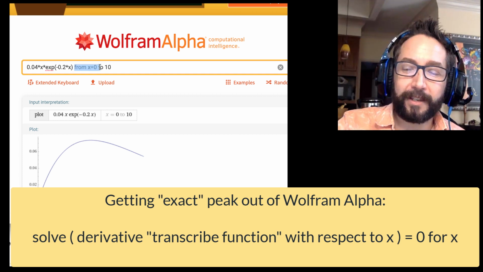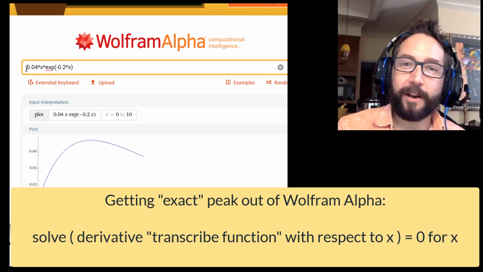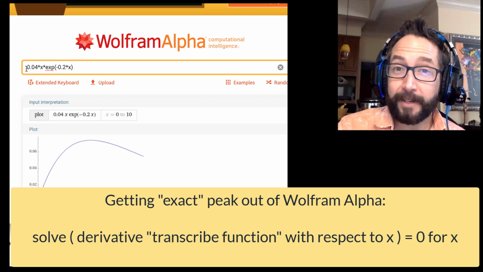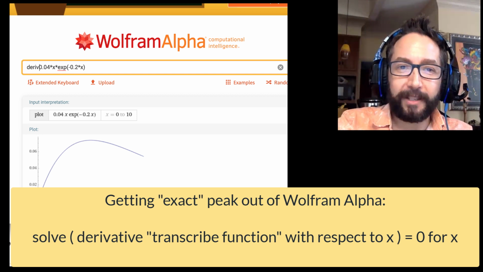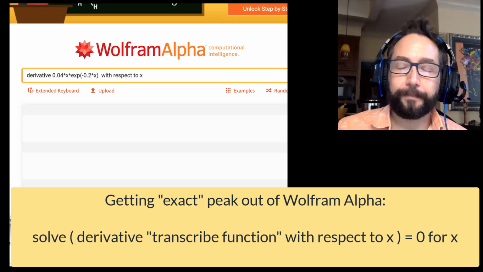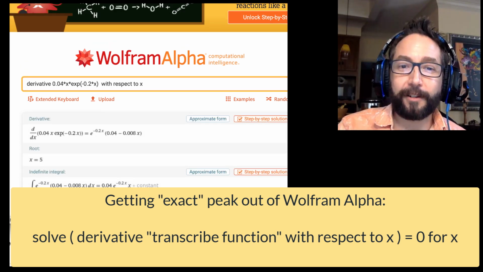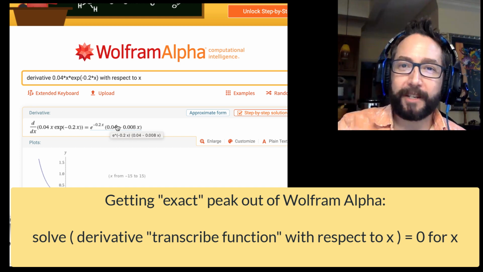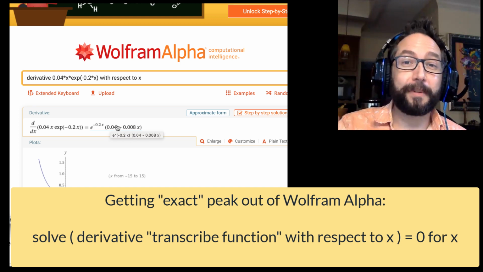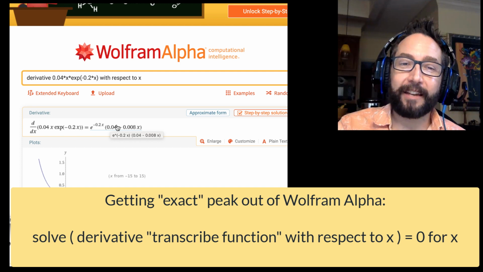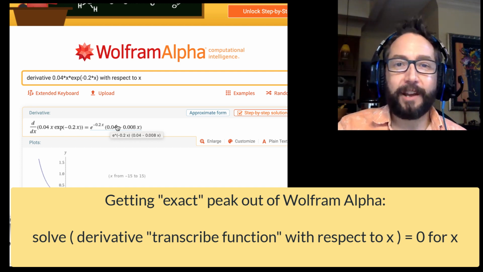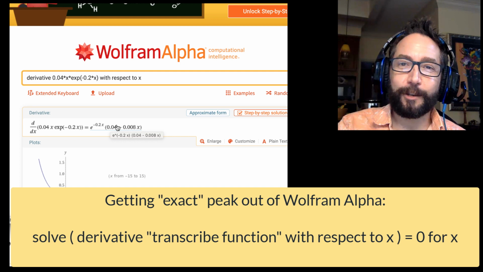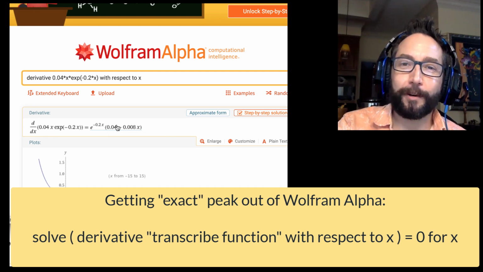Well, let's do this the calculus way. We know that the peak is going to be where the derivative of the formula for the PDF is equal to 0. So let's ask for the derivative of our PDF with respect to x. So it'll go through and it'll come up with a formula for what the derivative actually is. So throw in a particular value of x, and that'll tell you what the slope of the tangent line is to the PDF at that value of x. But what I'd really like to know is, okay, well, where is the slope of the tangent line equal to 0? Where is the derivative equal to 0?